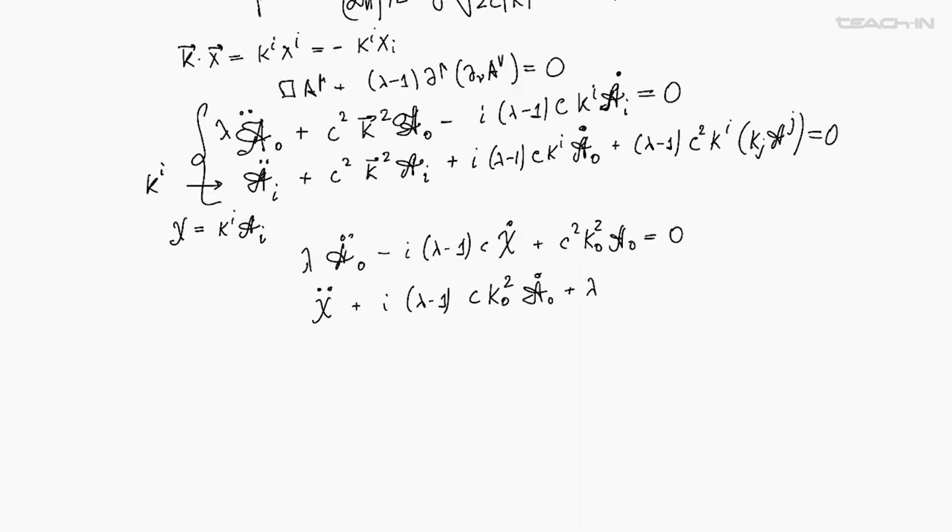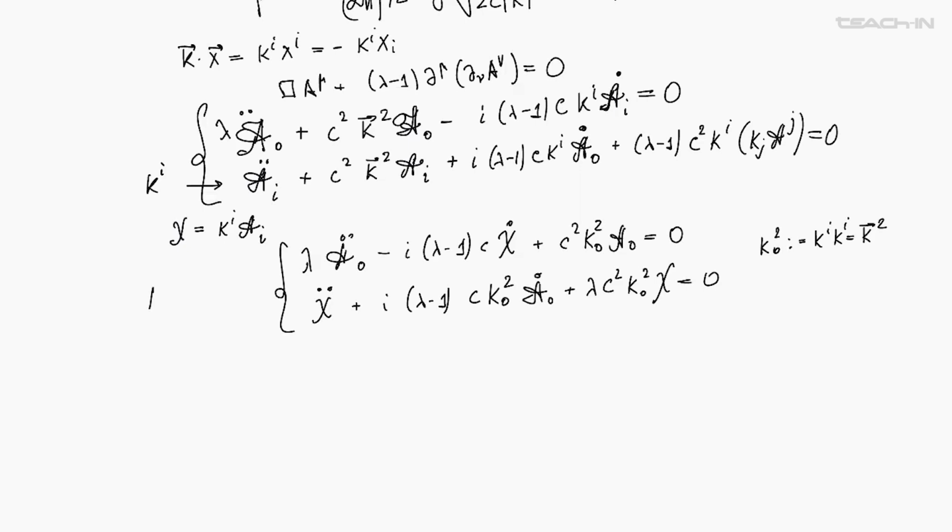Now you see you have two equations which involve two variables, A0 and chi, and there is nothing else. And here k0 squared by definition is the same as k vector squared. So you get such a system of two ordinary differential equations for the variables A0 and chi.